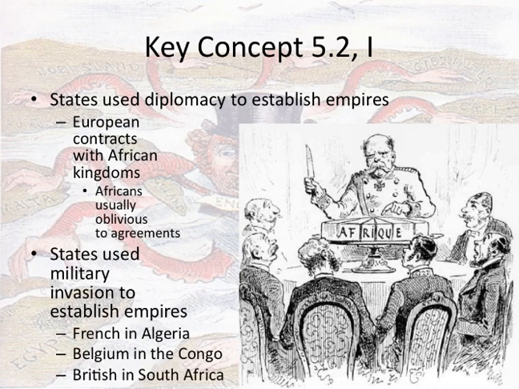In addition to that, states also used military invasion to establish their empires. This is seen all over the place, but three notable examples are the French in Algeria, the Belgians in the Congo, and the British in South Africa. The British fight a couple of wars, one against the Zulu nation, and then one, hilariously, against other people of European descent, the Boers, or Dutch farmers that had been in South Africa for a couple hundred years.